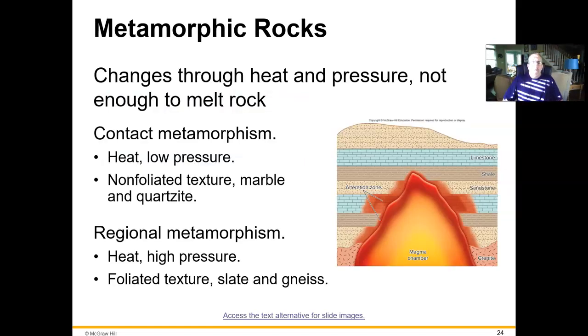So the next type of rock we're going to talk about, the last rock, we've talked about igneous, we've talked about sedimentary, now we're going to talk about metamorphic. Metamorphic rocks are basically either igneous or sedimentary or other metamorphic rocks that have undergone some kind of physical or chemical change due to heat and or pressure. So this is a good example of this.